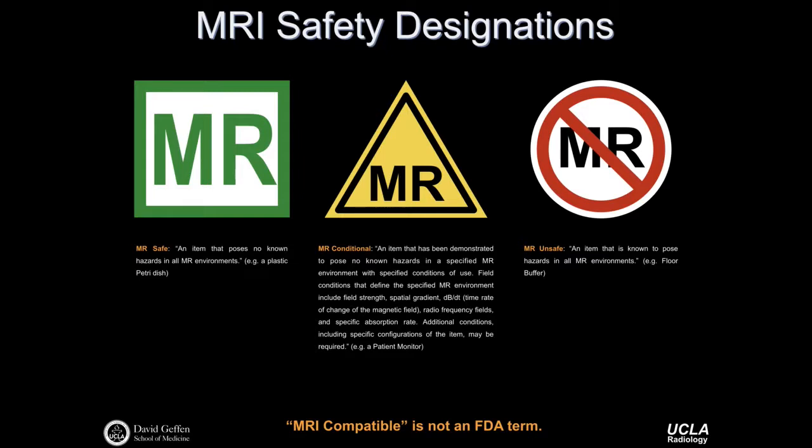And finally, the FDA recognizes MR unsafe labeling. That is, an item that is known to pose hazards in all MR environments. And an example of that would be something like a floor buffer. And so MR unsafe stickers are frequently found in the MR environment, so that it's easy to identify that a piece of equipment should never be brought into the MR environment.